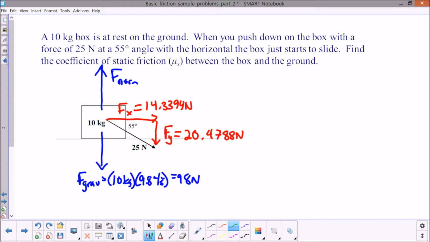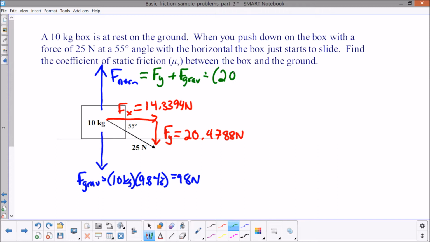Again, since it's not moving up or down relative to the ground at all, the forces perpendicular to the ground must add up to equal 0. That means that if you add all of the forces that are up perpendicular to the ground, they must balance out all of the forces down perpendicular to the ground added together. In this case, there's one force that's upwards perpendicular to the ground. That's the normal force. And there are two forces that are down perpendicular to the ground. So this means that the normal force is going to equal the y component of the applied force plus the force of gravity.